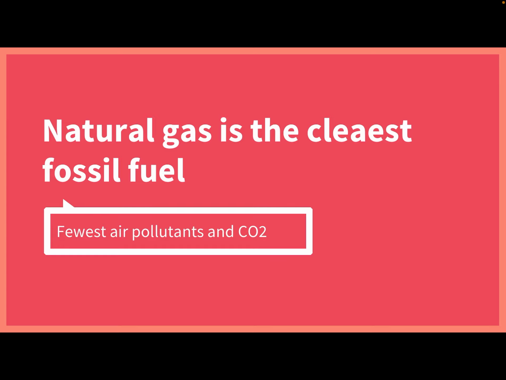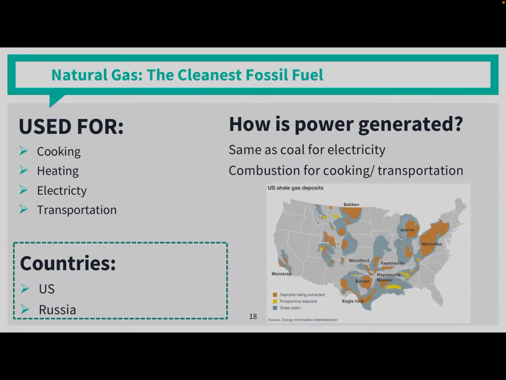Natural gas is the cleanest fossil fuel. It produces fewer air pollutants and CO2 than the other fossil fuels we've discussed today. So we use it for cooking and heating, electricity, and transportation. Almost 50% of Connecticut's fuel is produced by natural gas.